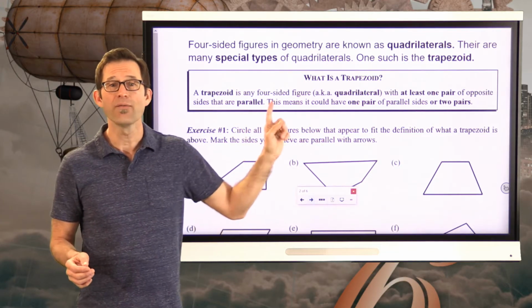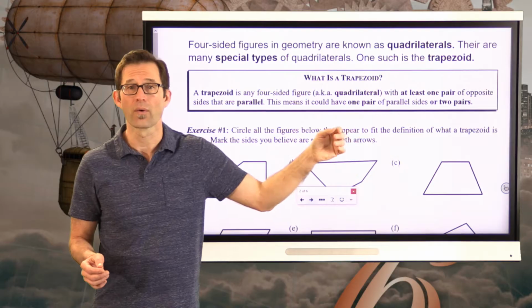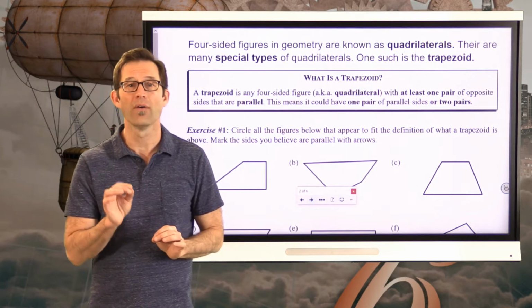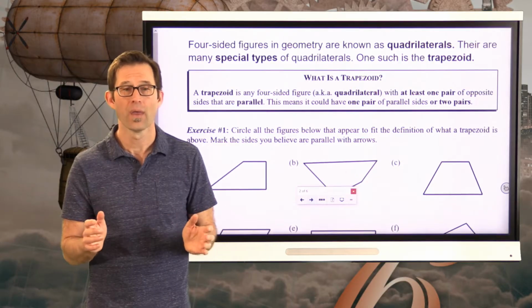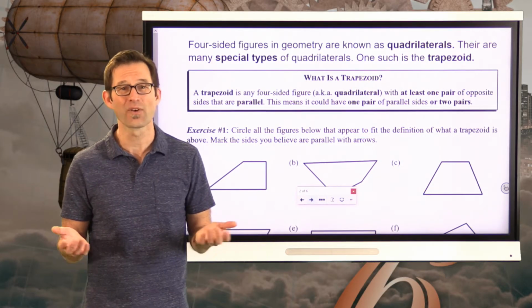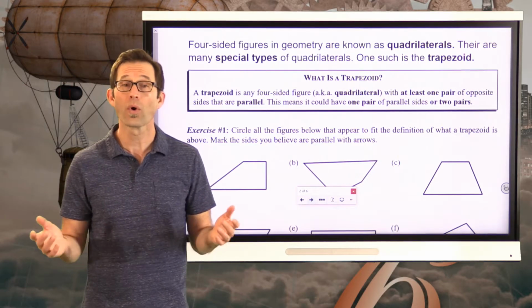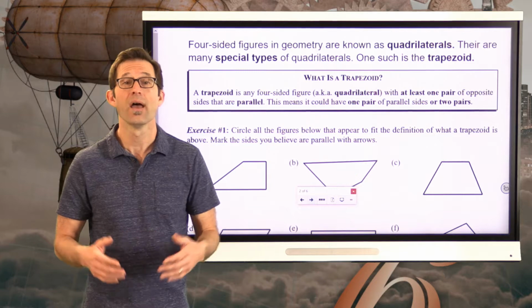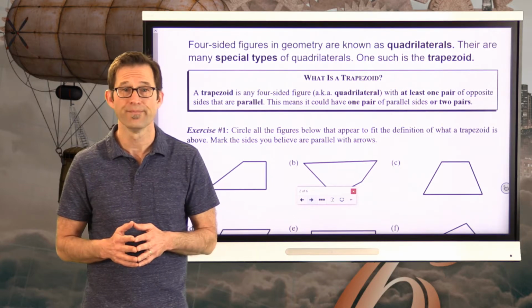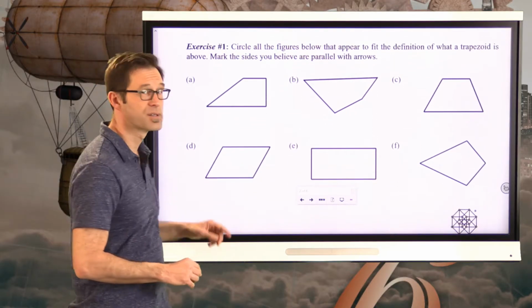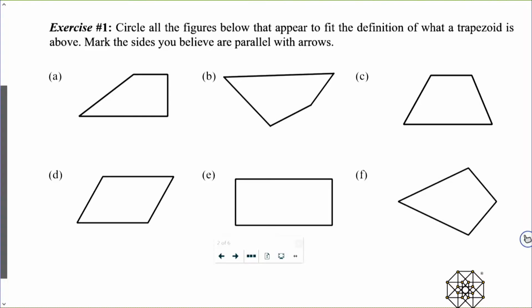A trapezoid is any four-sided figure, a quadrilateral, with at least, and that's critical, at least one pair of opposite sides that are parallel. Since there are only four sides in a trapezoid, you could have one pair of parallel sides or two pairs of parallel sides, and those would both be trapezoids. So let's see if we can identify a trapezoid in exercise number 1. Circle all figures below that appear to fit the definition of a trapezoid above.